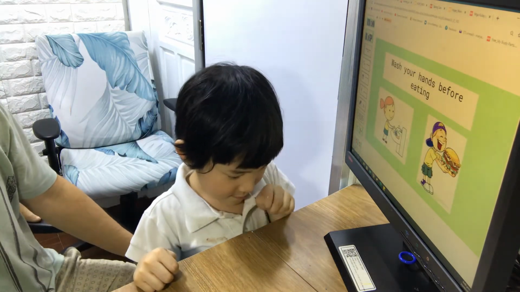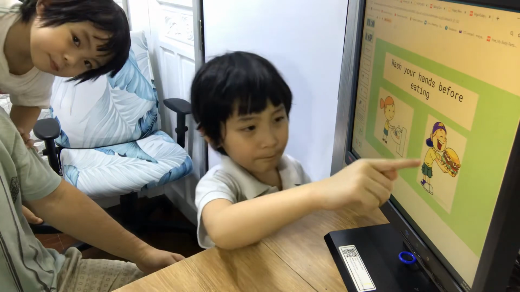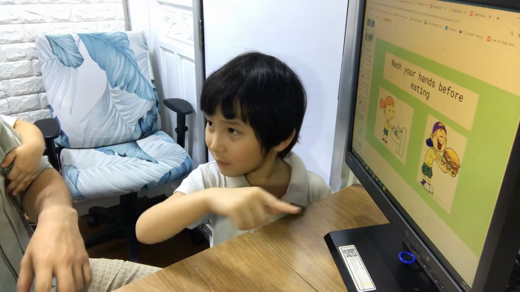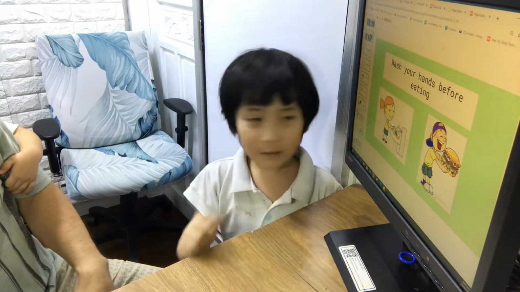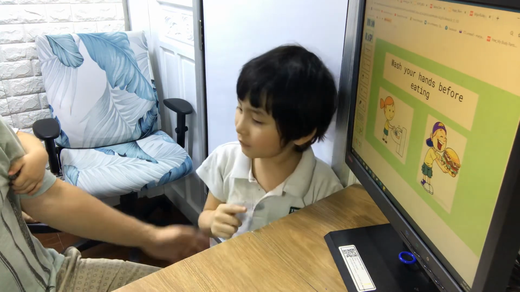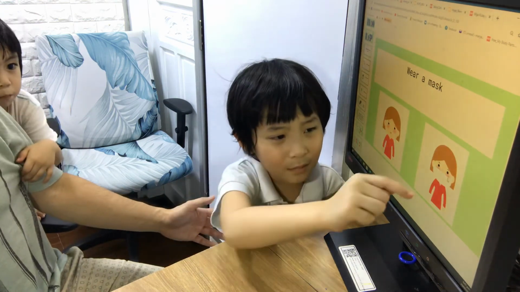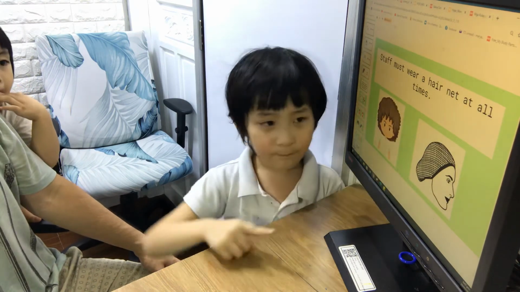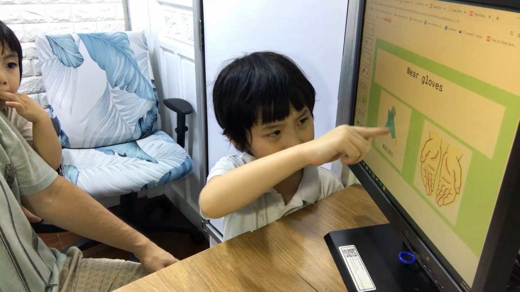Washing of hands. Where's the picture? Washing of hands. There. Face mask. There. Hairnet. There. Gloves. There.